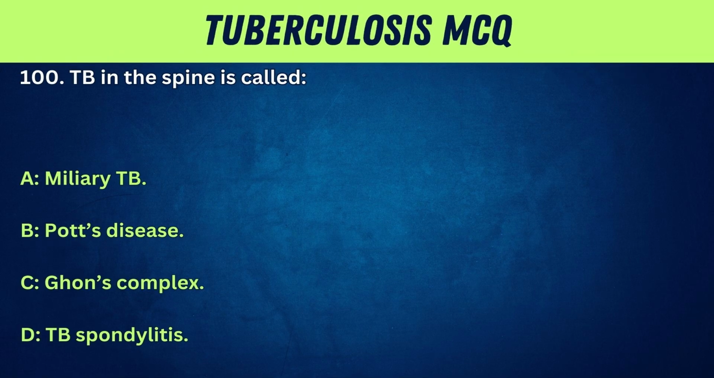100. TB in the spine is called A. Miliary TB, B. Pott's disease, C. Ghon complex, D. TB spondylitis.